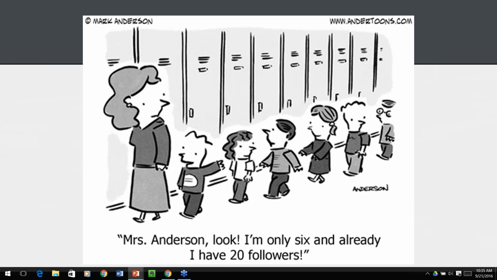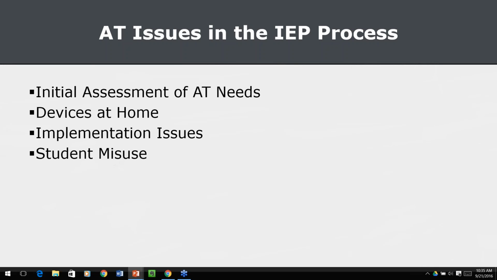So now that we're going to sort of set 504 and the ADA aside, we're going to really dig into our obligations and our best practices for assistive technology that's provided pursuant to a student's IEP. And really there's four different and discrete areas in this process that I want you guys to be aware of when you're dealing with these issues. First deals with the initial assessment of what the student's assistive technology needs might be.